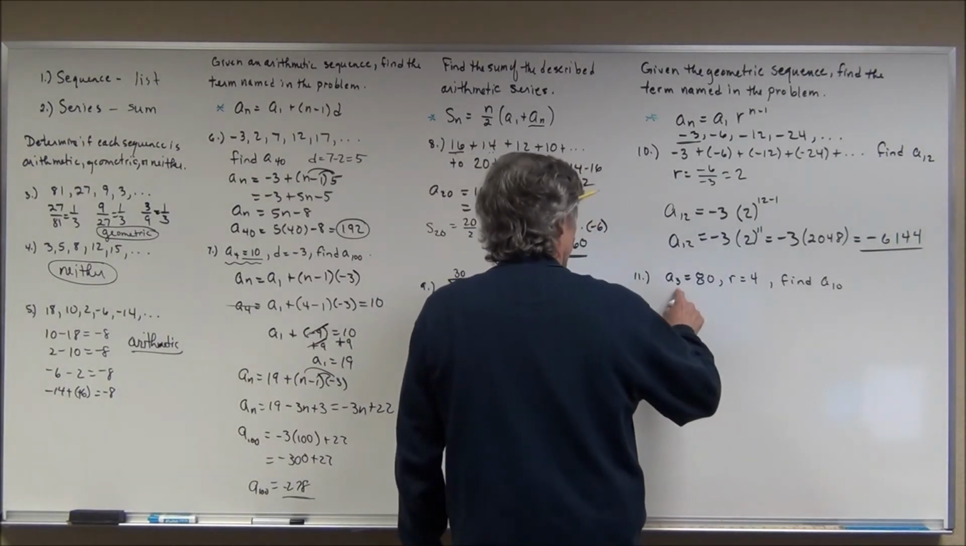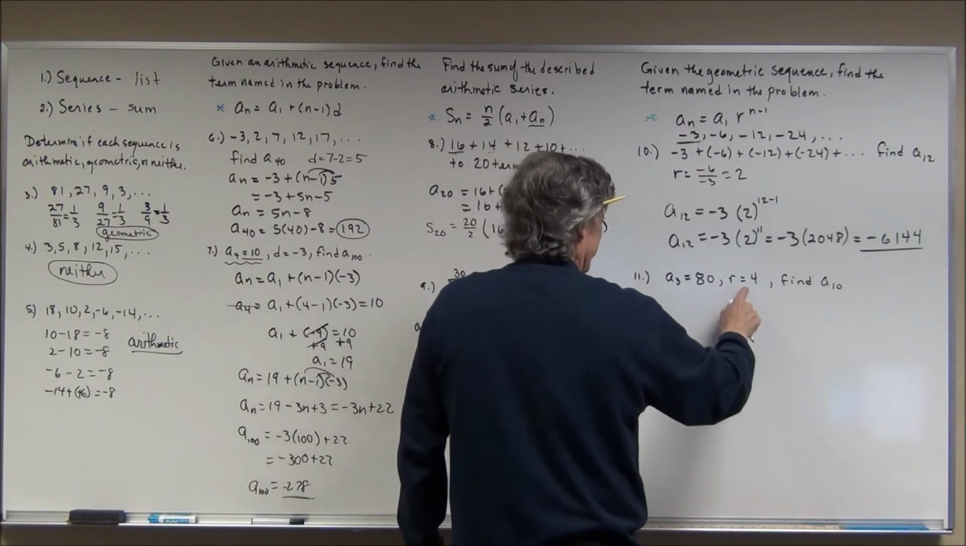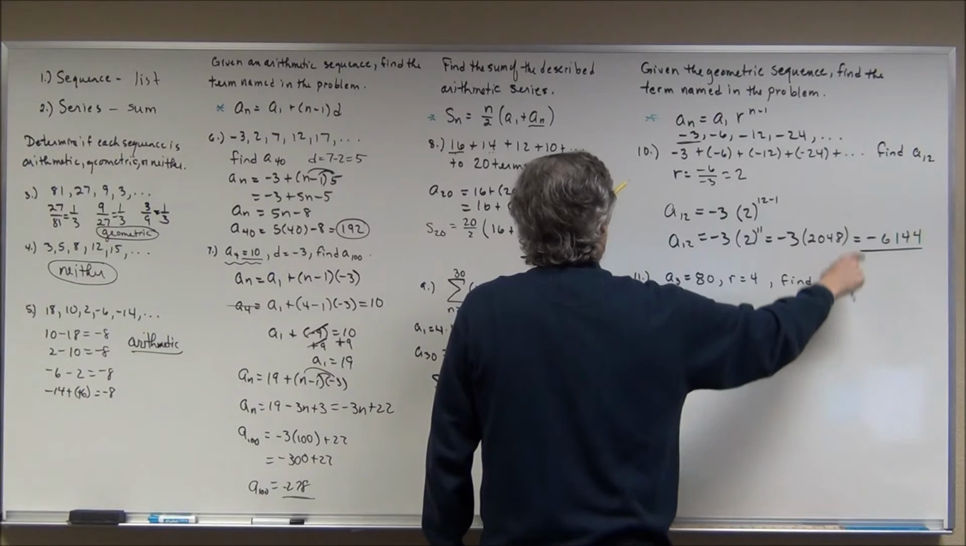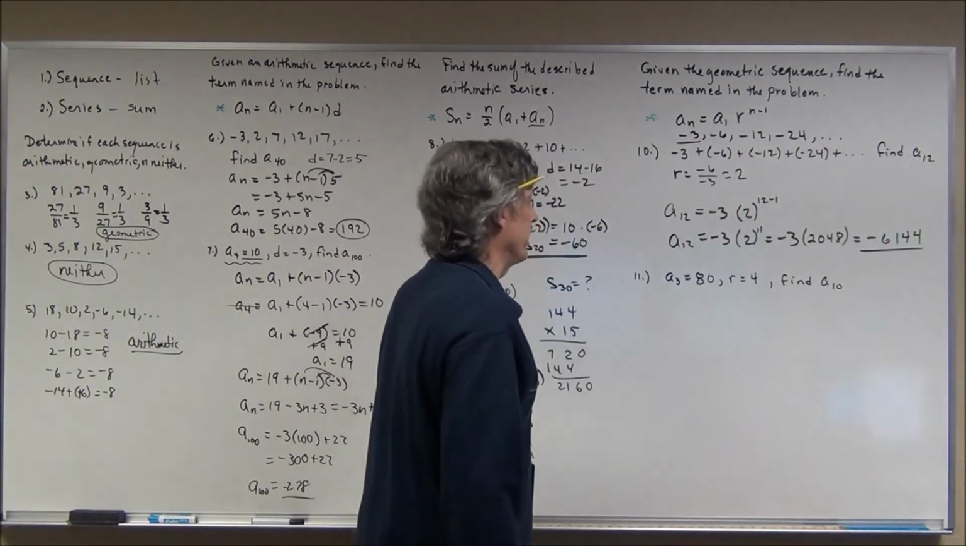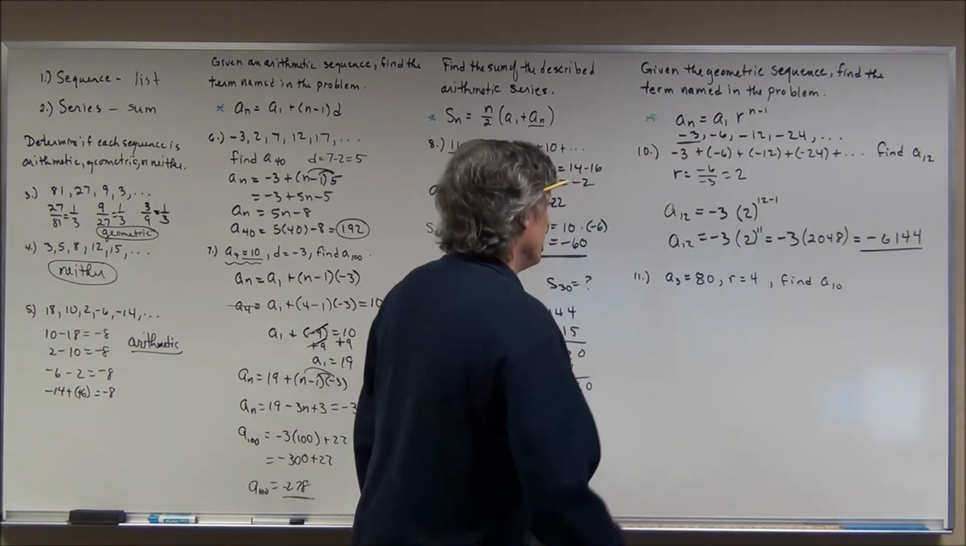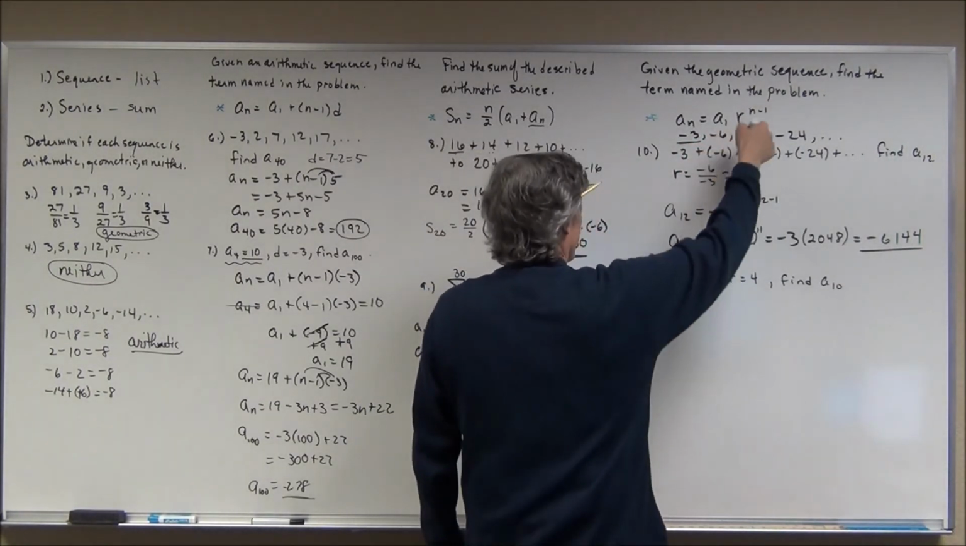Now, notice, they threw a curveball at you. This is the same directions. They give you the ratio, which you need. They tell you which term it is, which you need, right? You know that n is 10. But they don't give you the first term, which you need. So, I'm going to write everything that I can.